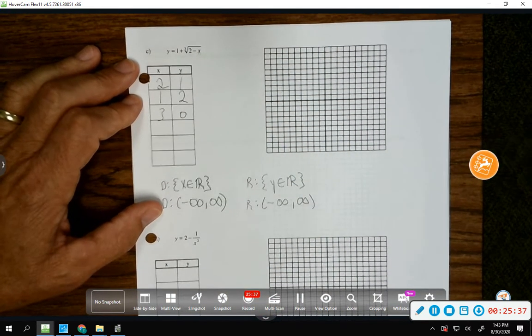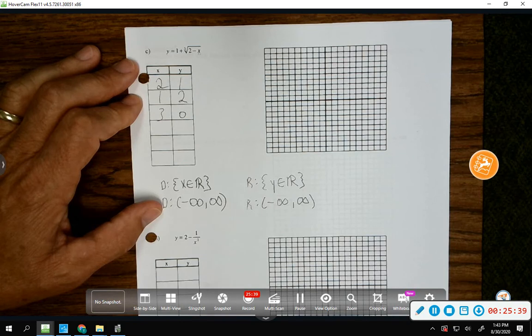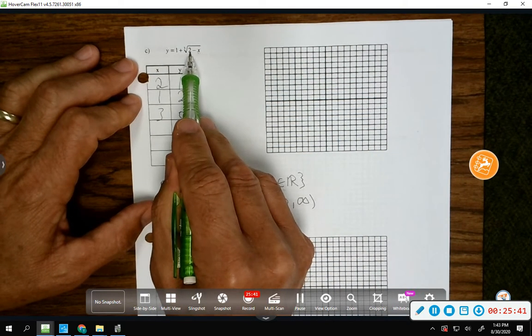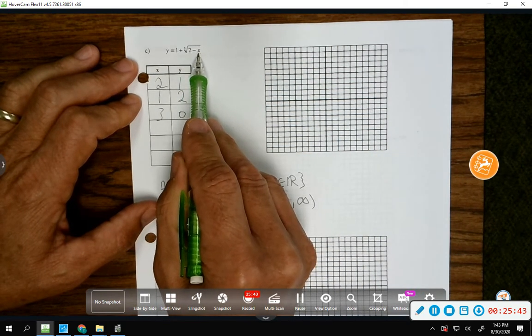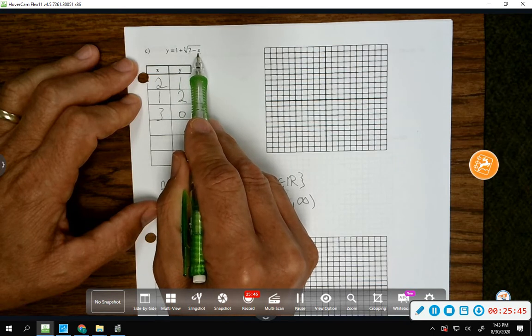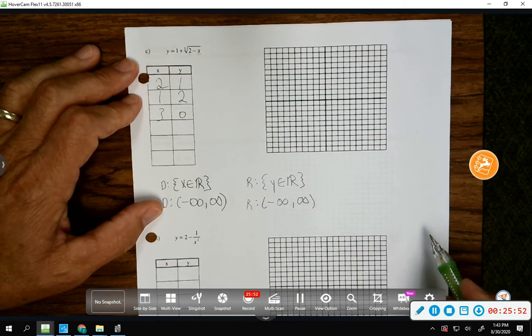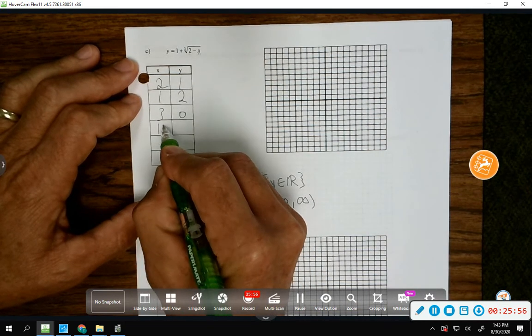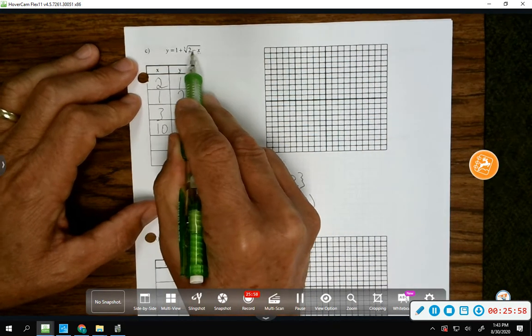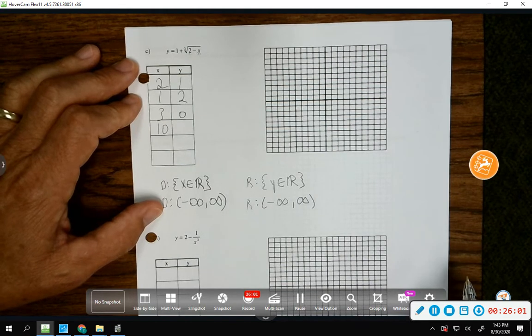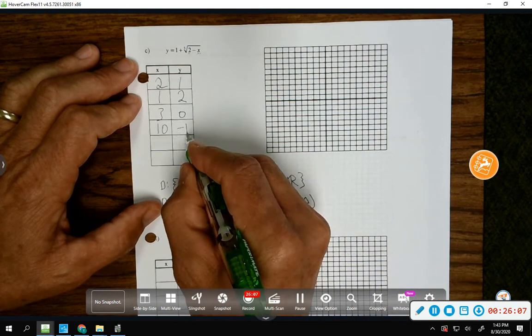But those 3 points are not going to be enough. Think about it this way. I want to think of what number for x is going to give me a perfect cube underneath here. So a good number to plug in for x might be 10, because 8 is a perfect cube. If I plug 10 in, 2 minus 10 is negative 8. The cube root of negative 8 is negative 2. Negative 2 plus 1 is negative 1.